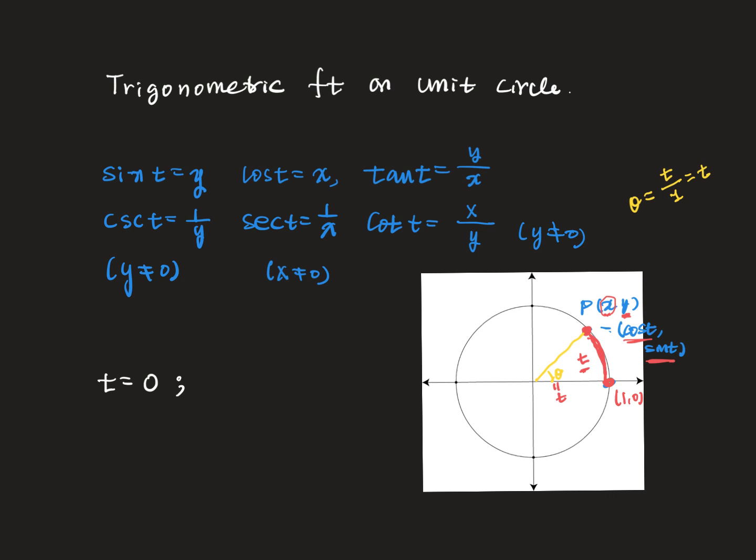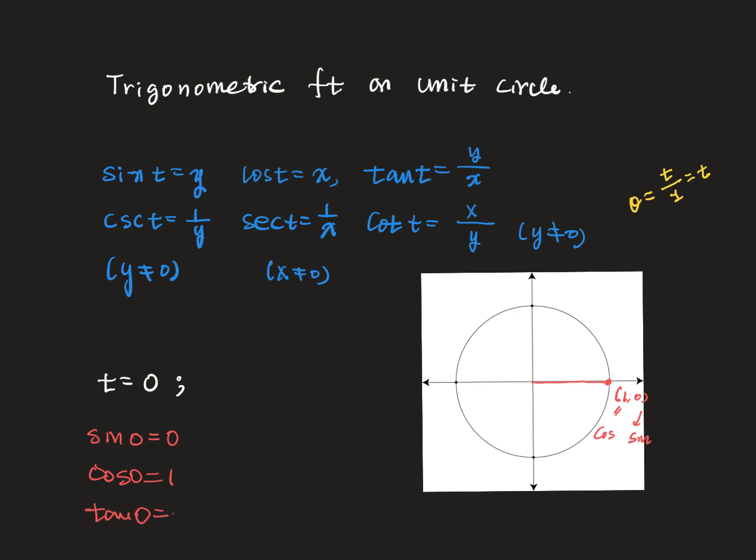Let's start with t equals 0. Where is t equals 0? Let's erase everything here. T equals 0 is right here, the start point (1, 0). We said x is the cosine value and y is the sine value. So sine 0 is 0, cosine 0 is 1, and tangent 0 is 0 over 1, which is 0.